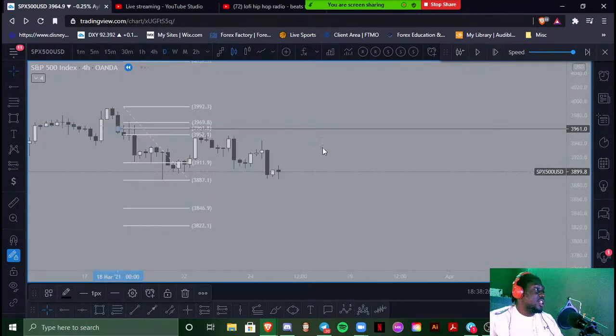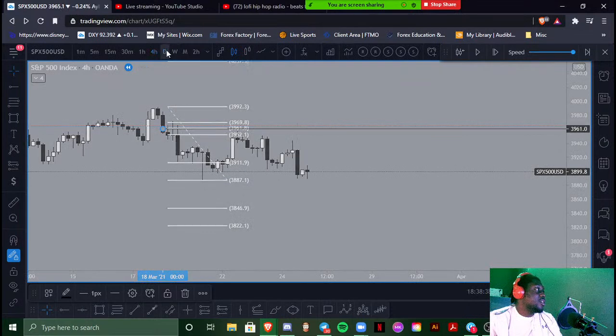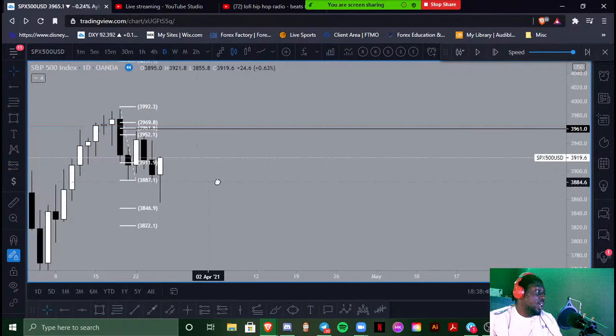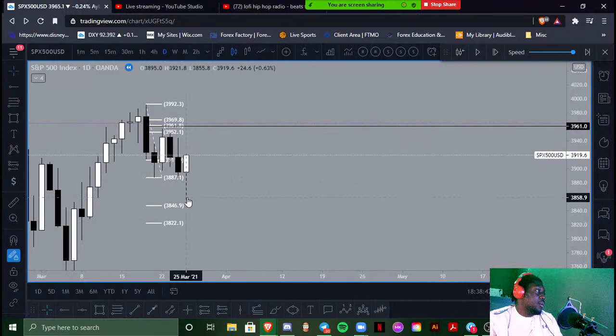Let's go look at the daily time frame. I just really want to see how this played out. Is it really not going to give me this? Wow, whatever. There we go. That's what I wanted to see. So it dropped, and then it almost even came to the extension.